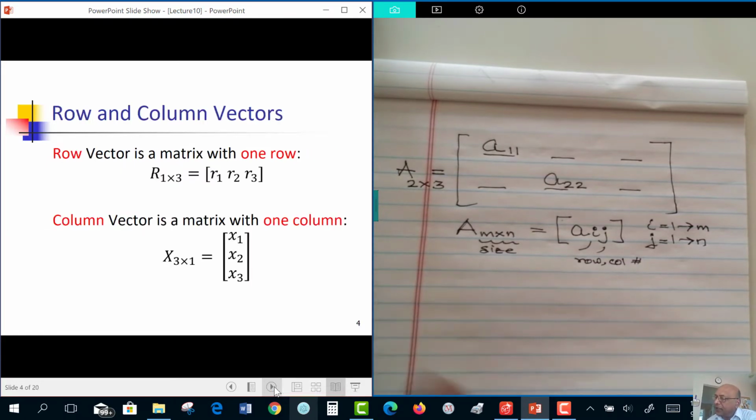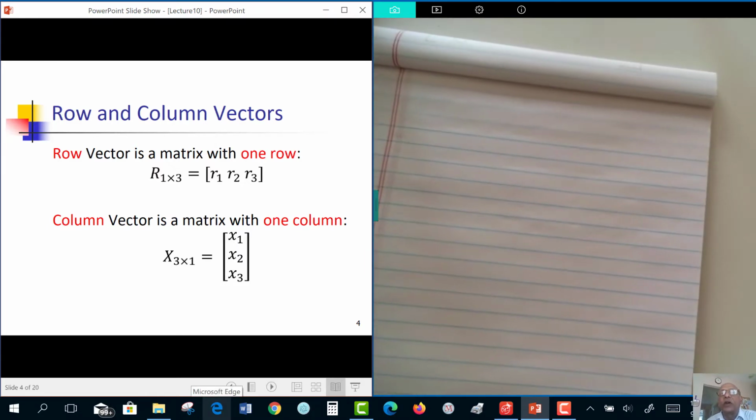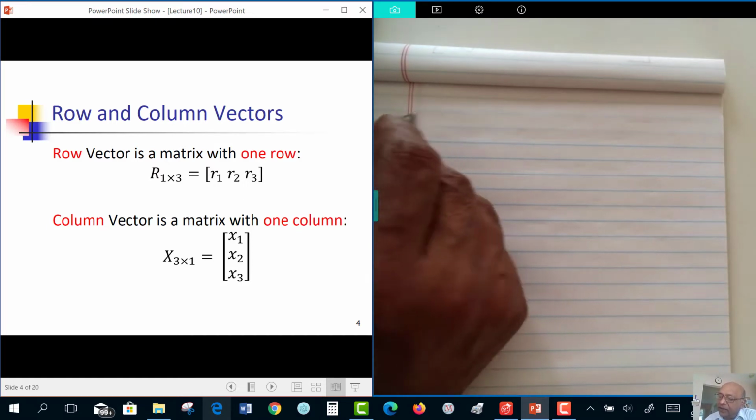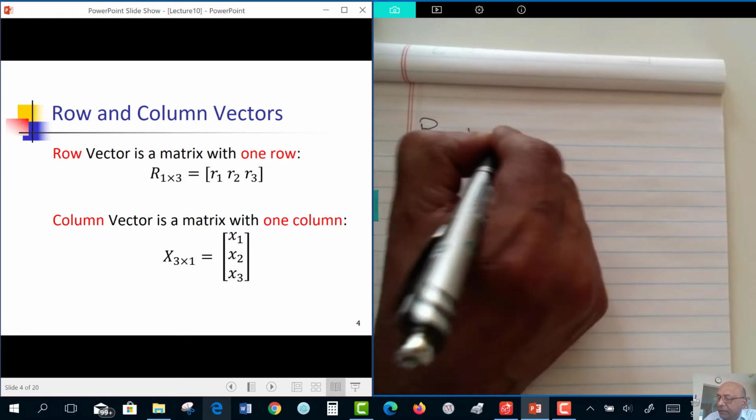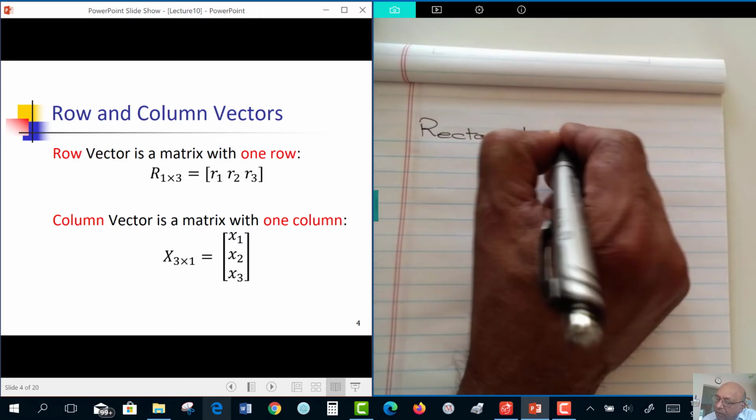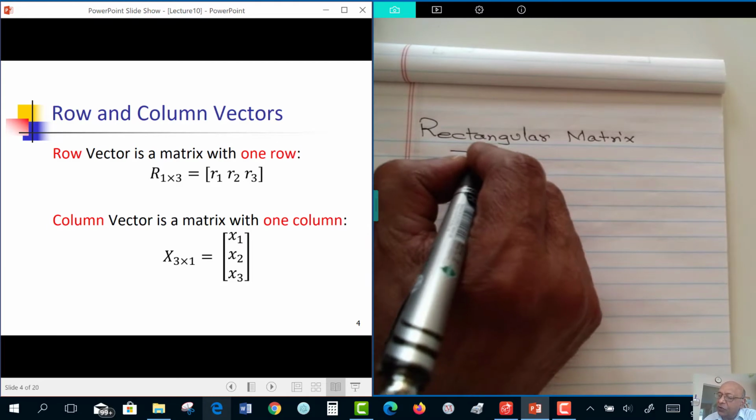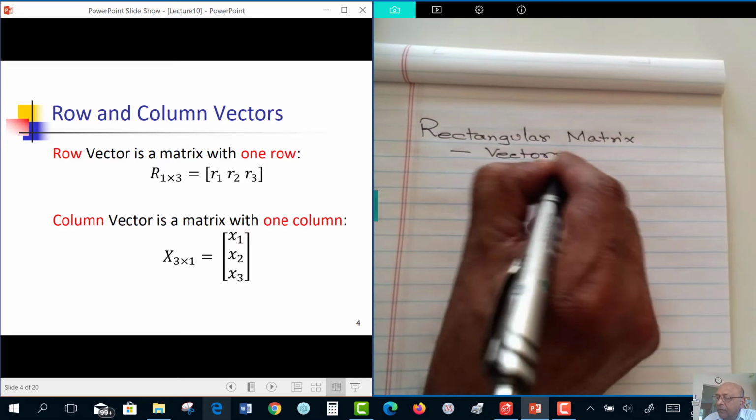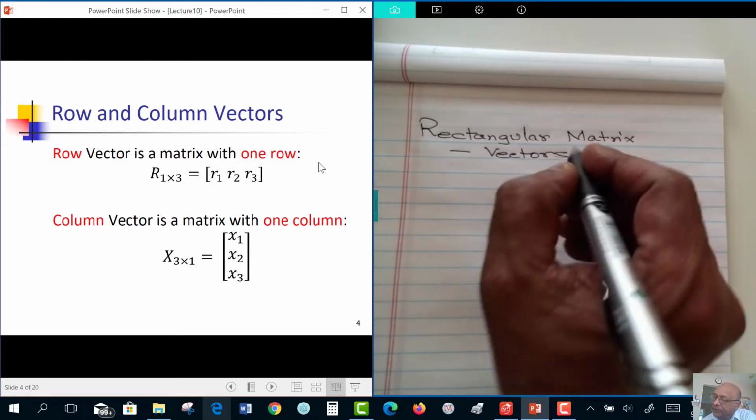So what we are going to do is keep a kind of a tree on a different page, and I'm going to come to this page over and over again. So if you're taking notes, you might. So we have the general case, a rectangular matrix. And it has a very special case known as vectors. So vectors are basically one-dimensional matrices.